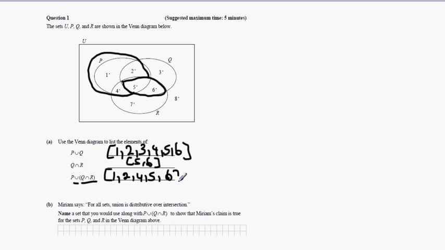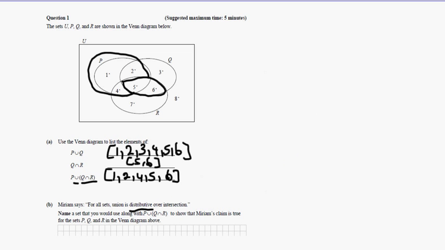Now Miriam says for all sets union is distributive over intersection. Name a set that you would use along with P union Q intersection R to show that Miriam's claim is true for the sets P, Q and R. Okay, now let me tell you what distributive means.